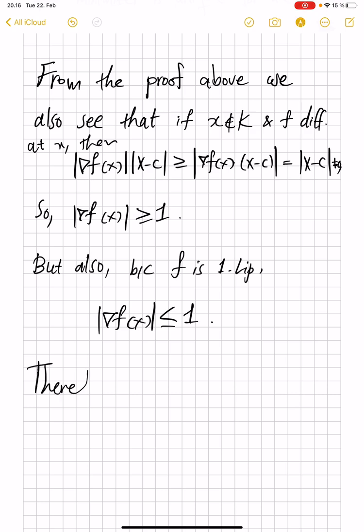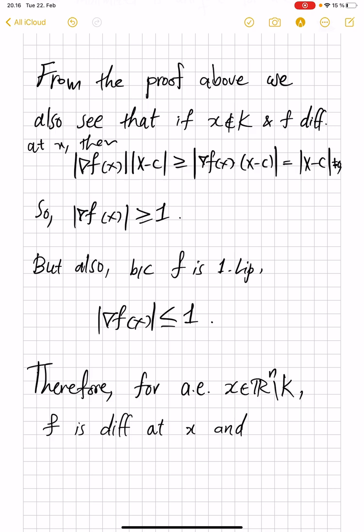Therefore, for almost every x in Rn, but not K itself, f is differentiable at x, and the norm of the gradient of f at x equals 1. That's very important for what will follow.